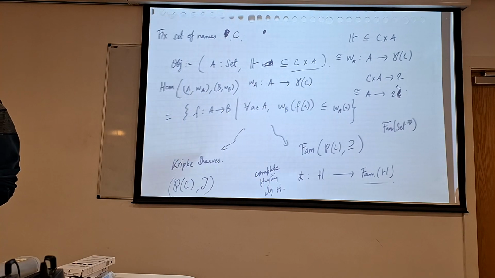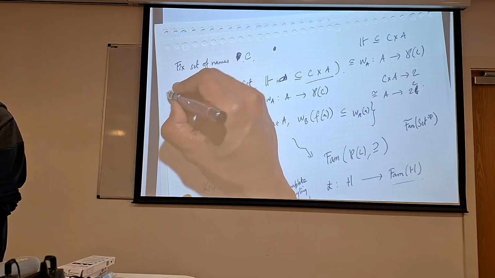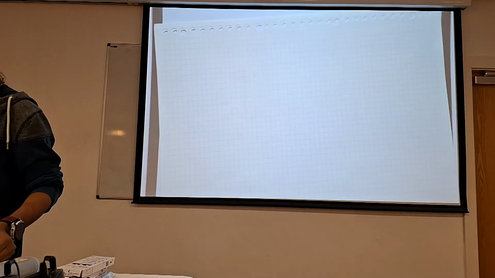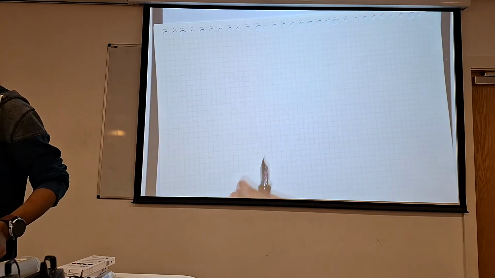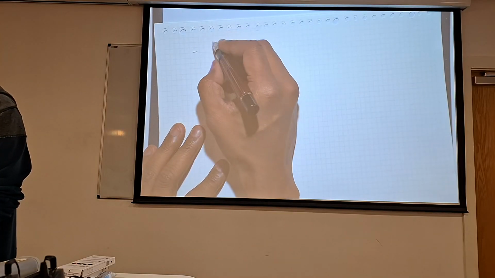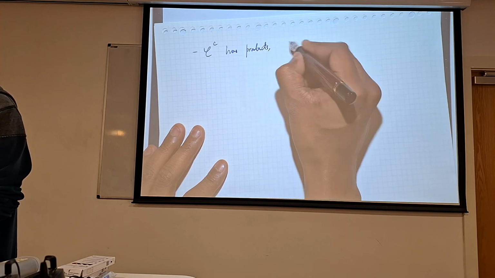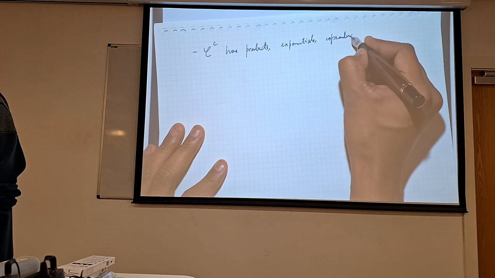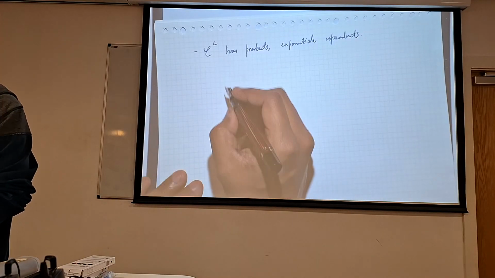Right. So let's name this thing, C indexed by C, something like this. Now this is very much similar to a Kripke model, and you can easily check that this category has products, exponentials, and coproducts.